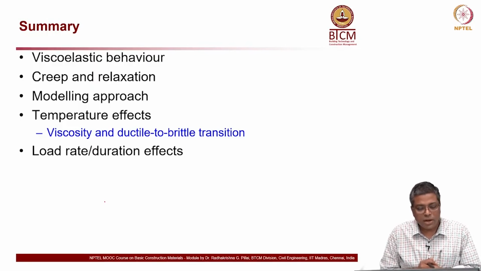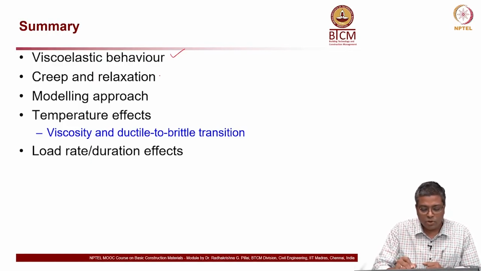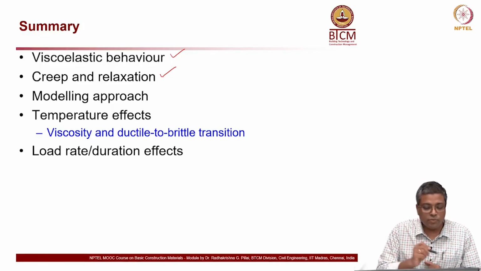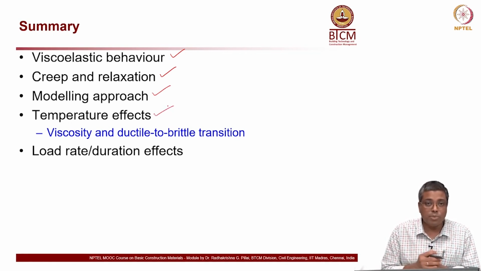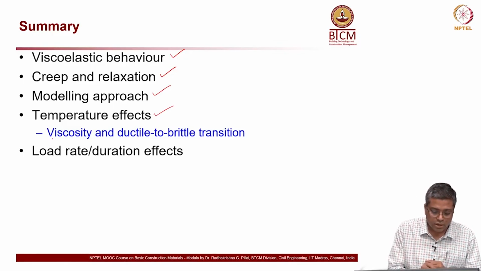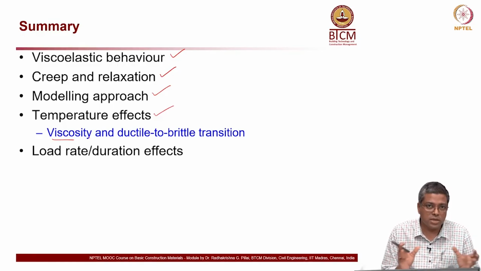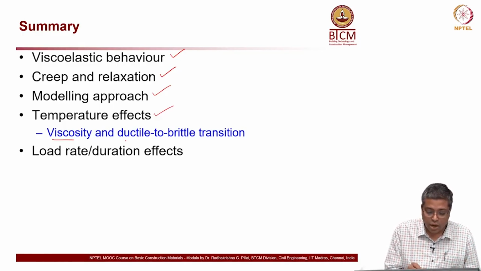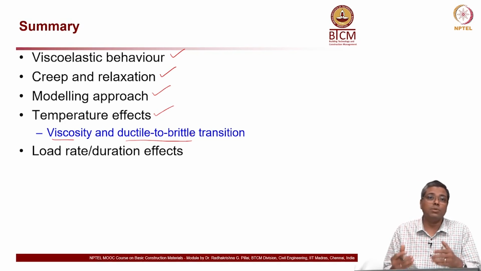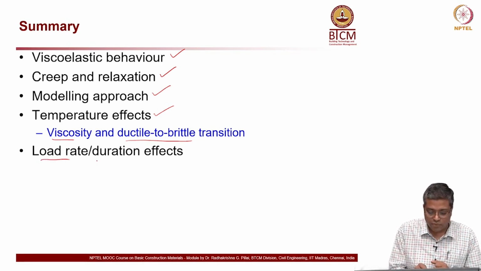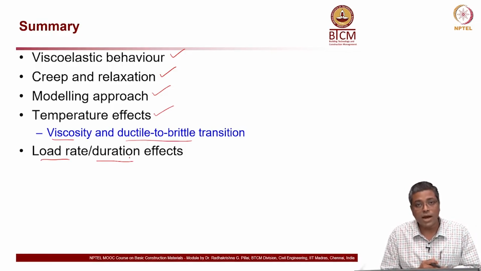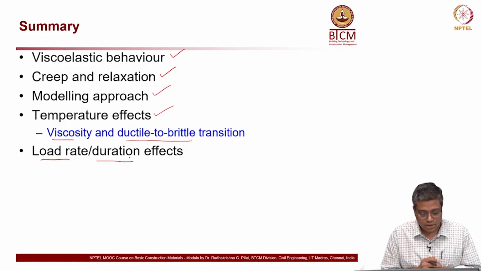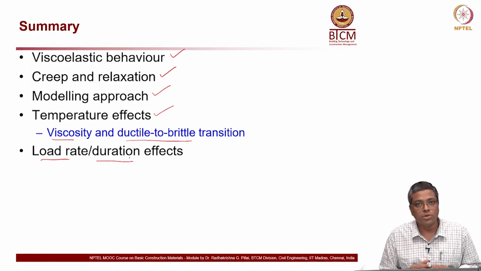Okay. So, to summarize, we looked at viscoelastic behavior, we looked at creep and relaxation, very important for pre-stressing strands, the relaxation behavior, and then we also looked very briefly at how to model these viscoelastic materials. Then we looked at temperature effects, at how the viscosity of materials changes as temperature increases, and how the ductile to brittle transition happens as temperature decreases. We also talked briefly about the load rate and its duration, and how that affects the flow of materials which are used for construction. The example we used was asphalt.